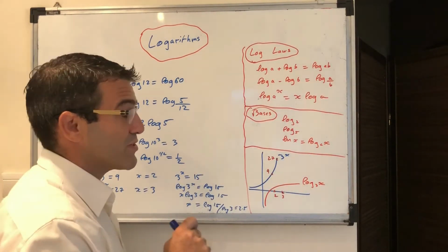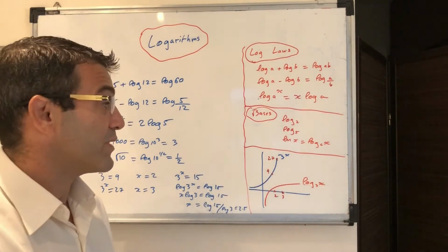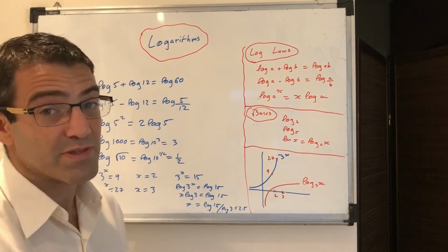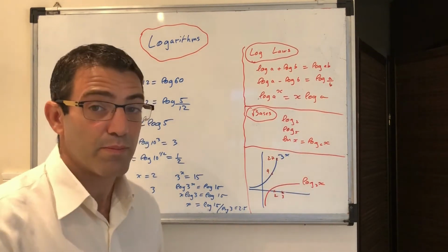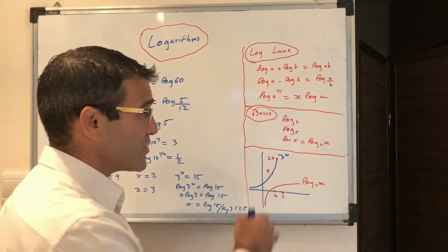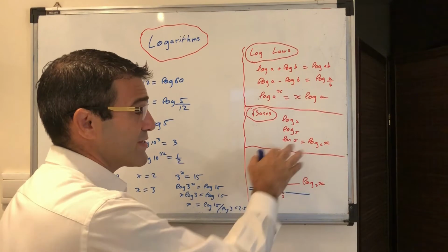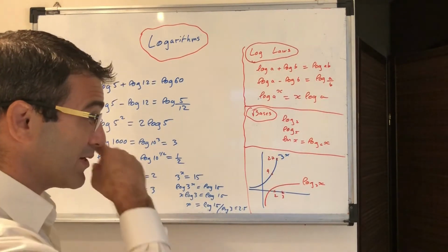And sometimes you'll see ln. Now ln is what we call the natural logarithm. And so ln x is log in base e of x. And e is a number, a little bit like pi. It's 2.71. So it's log in base 2.71 of x. It's a very special number in mathematics. We use it quite a lot.